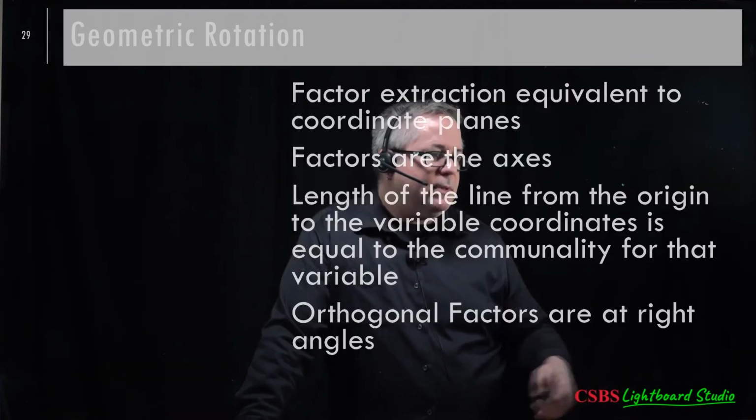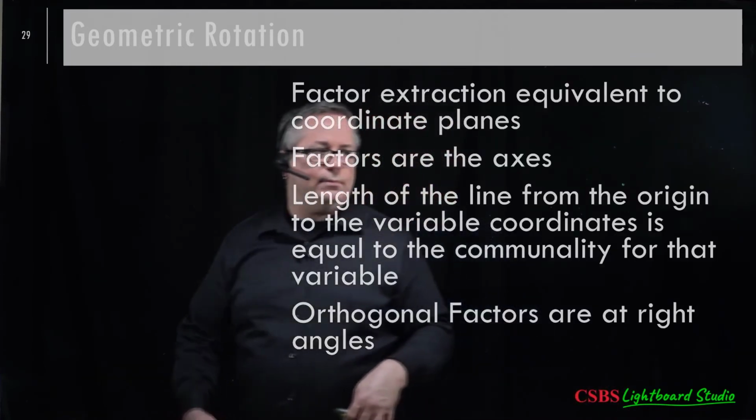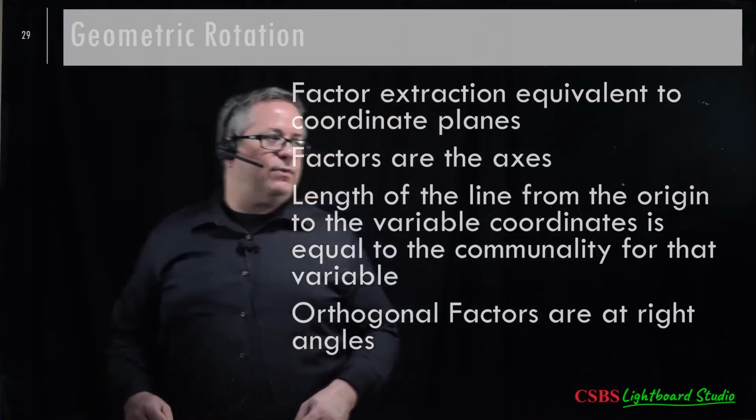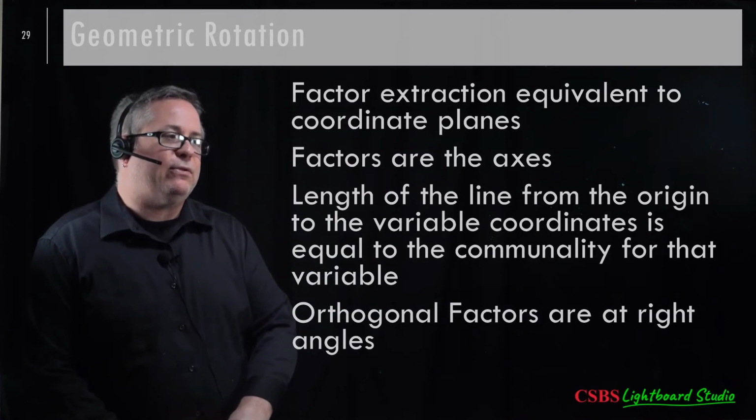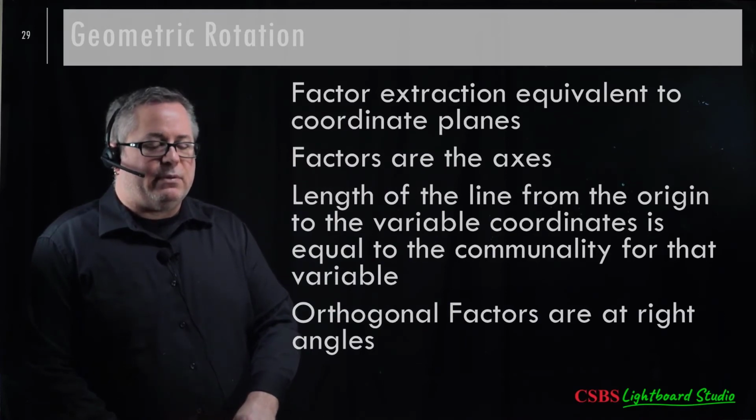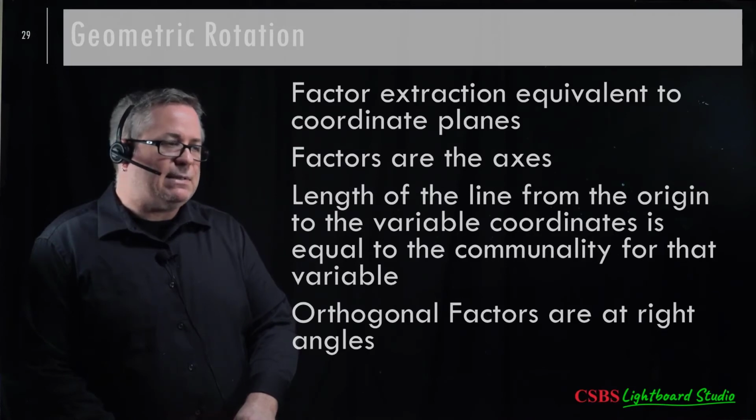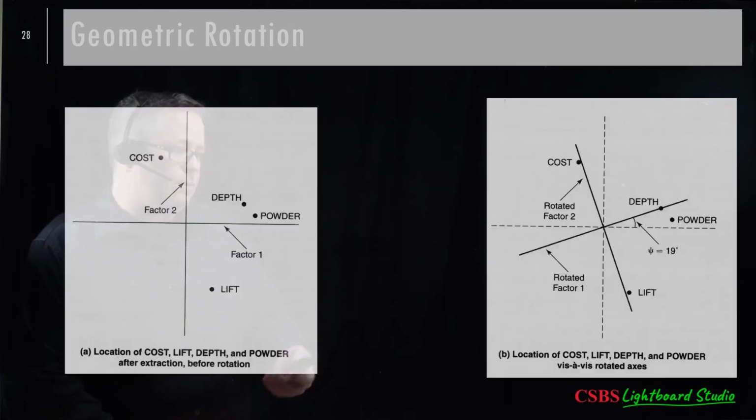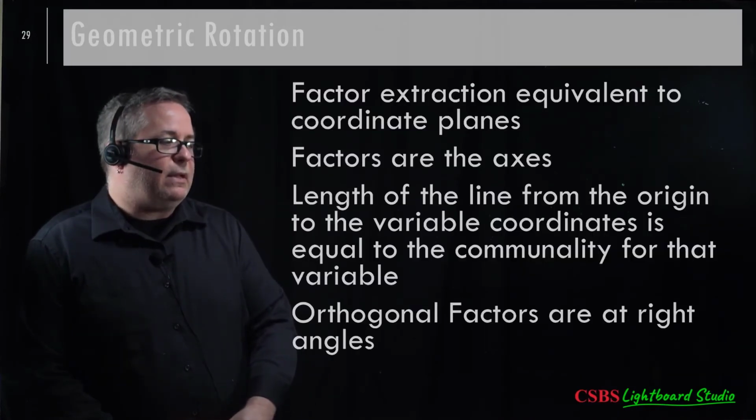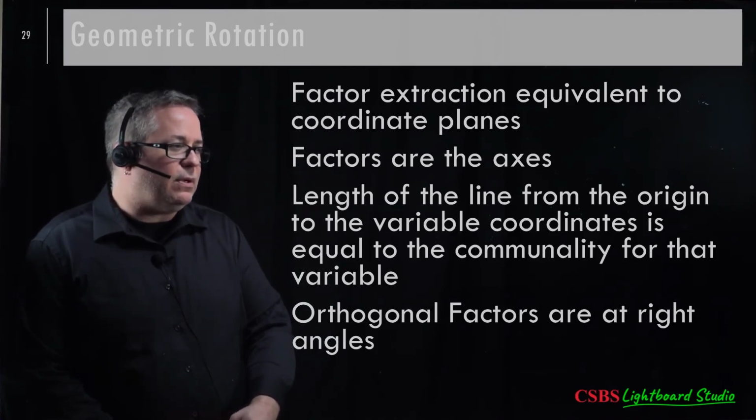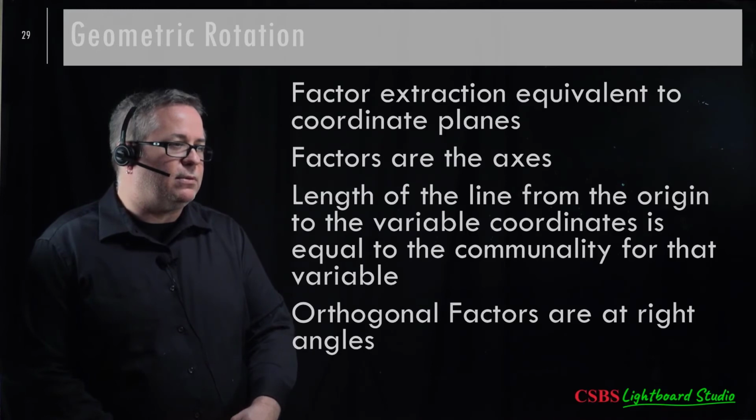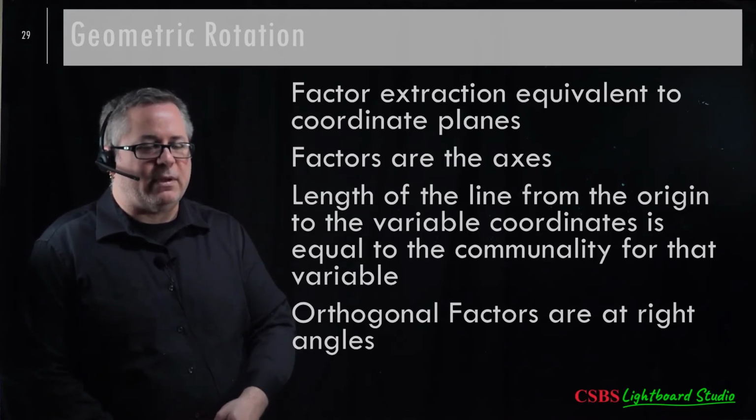Moving on. Got a lot to cover. So factor extraction is sort of equivalent to creating the coordinate planes around the points in space. So the factors are those axes, like in these pictures, obviously. The length of the line from the origin to the variable coordinates is equal to the commonality for that variable. What does that mean? This is speaking in geometric terms.